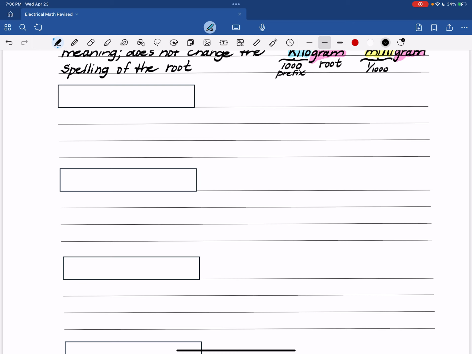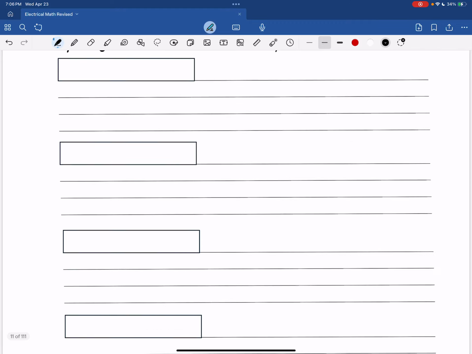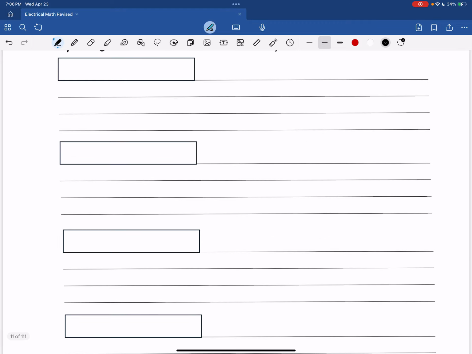We are getting ready to start algebra, so there are quite a few vocabulary words to list here. I believe there are 10. So I'm on page 11. I'm just picking up right after the word prefix. And the first word we need to define is power.